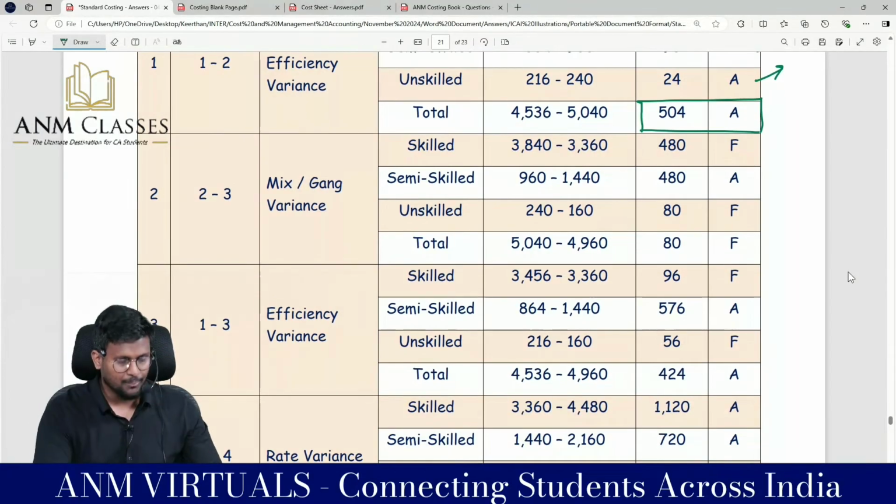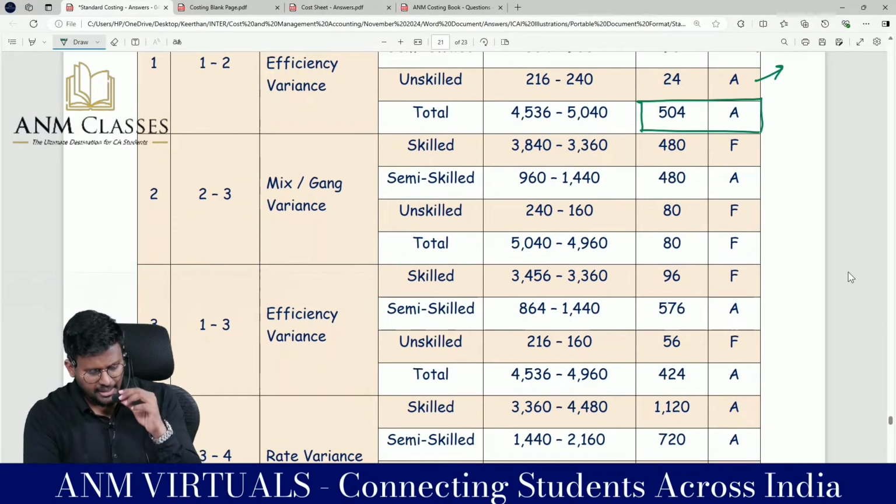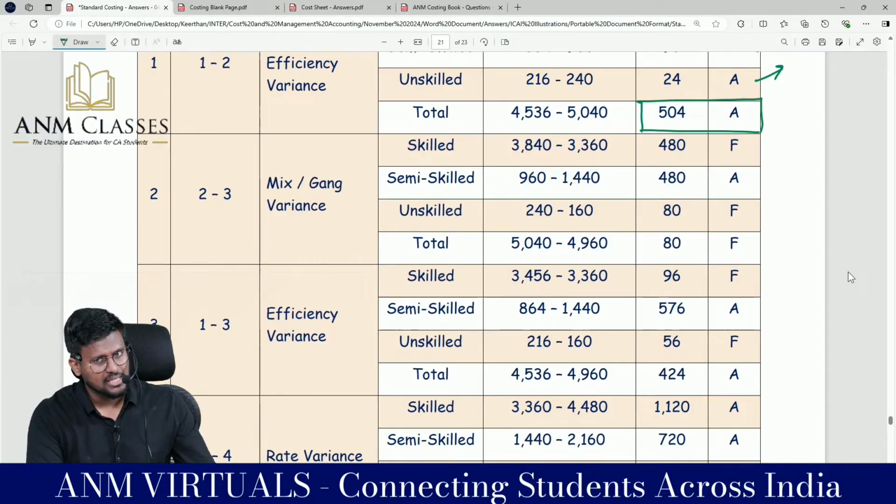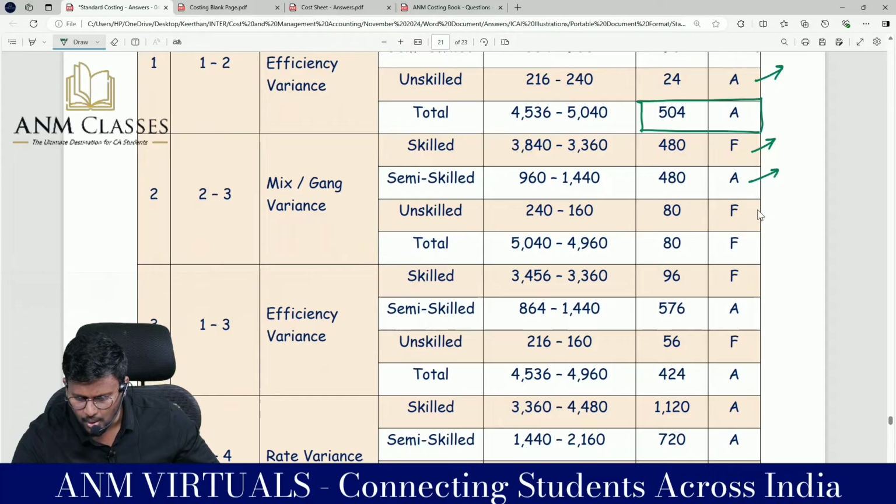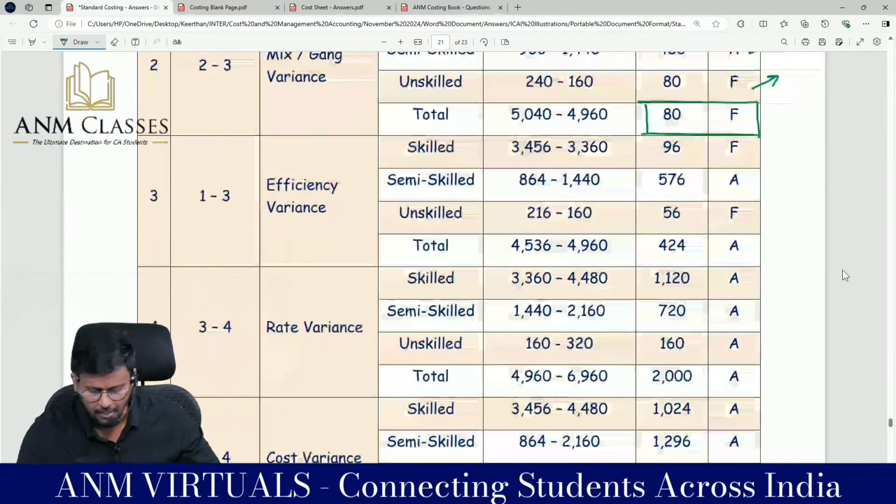Right. Next one. Sir, 2 minus 3 is labor mixed variance or gang variance. Mixed variance is otherwise called as 480 favorable, 480 adverse and 80 favorable. Total comes to 80 favorable. Shall I proceed? Yes, sir.